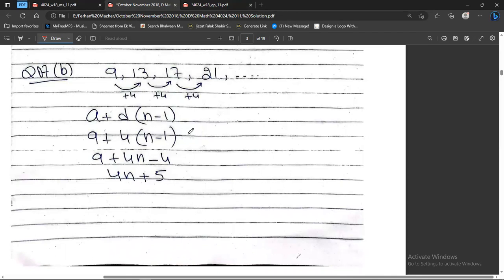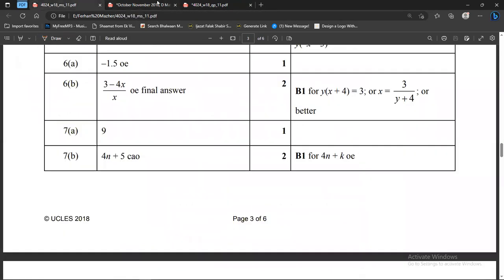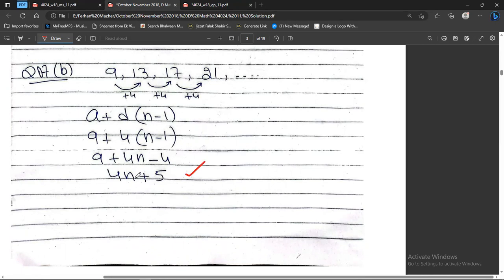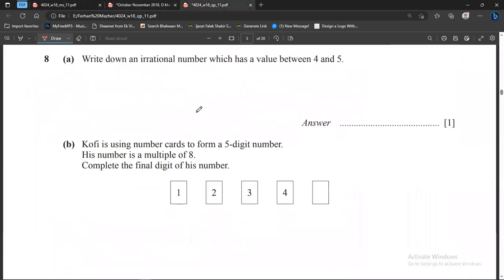So that will be 9 plus 4 bracket n minus 1. It will be 9 plus 4n minus 4, and that will be 4n plus 5. 4n plus 5 is the right answer, sir. So we are going to the next question, and that is question number 8.